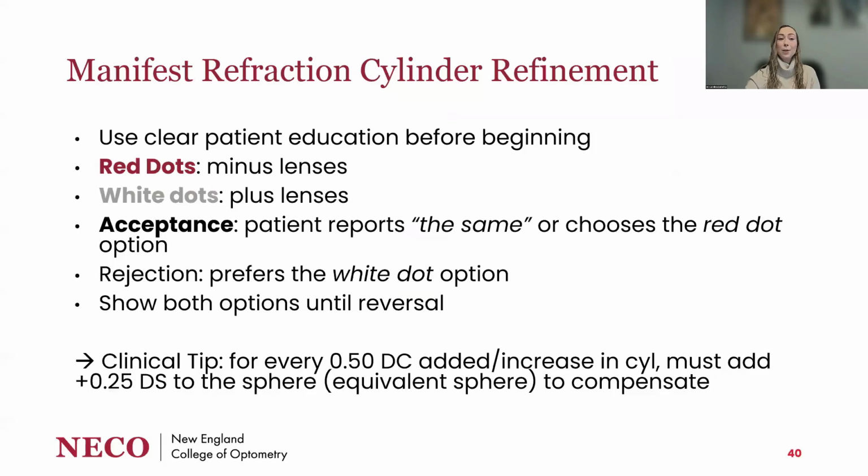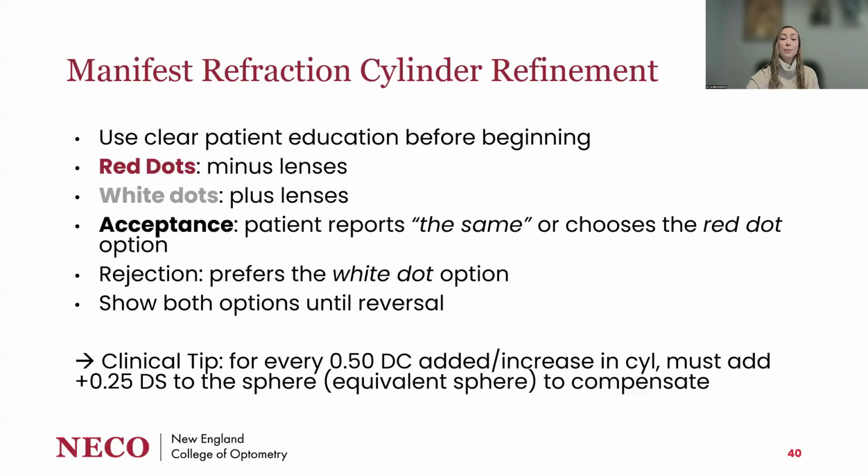With cylinder refinement, you want to use very clear patient education from the start. You will ask the patient, which of these choices makes the letters more clear? They may both be blurry, but let me know which step is more clear. You want to make sure that if they choose the red dots, this is adding more minus lens. If they choose the white dot, this is essentially adding plus lenses or less cylinder correction.